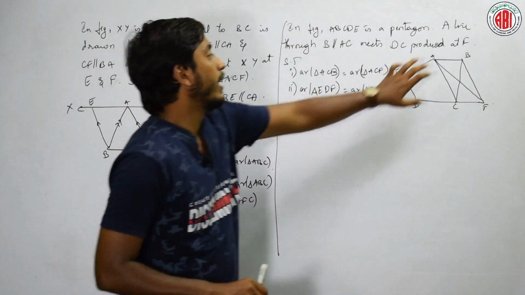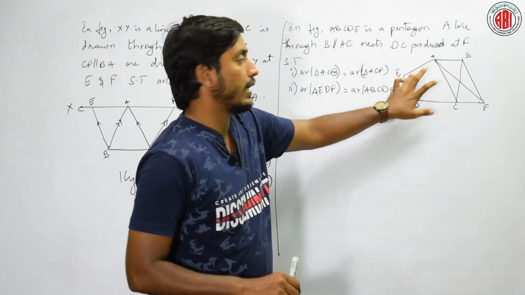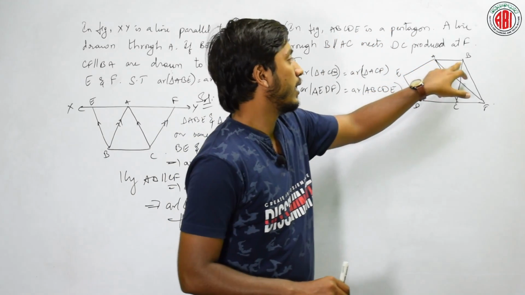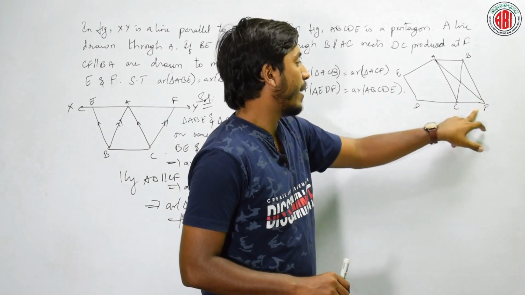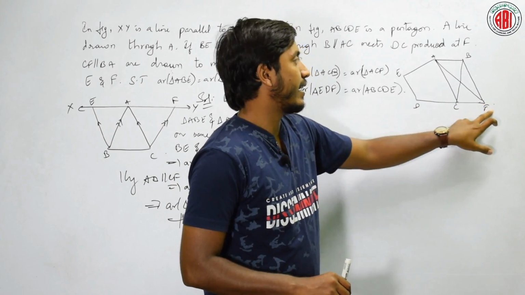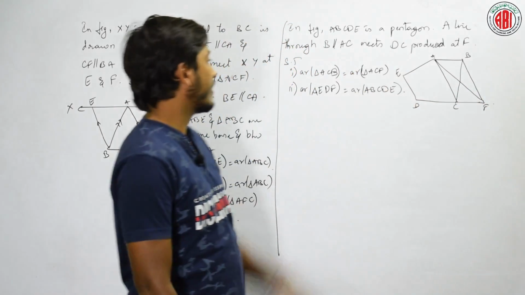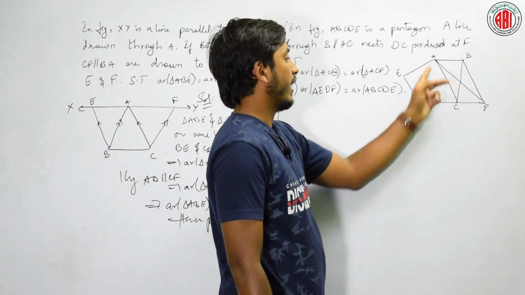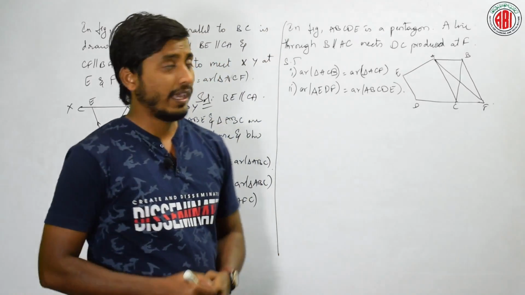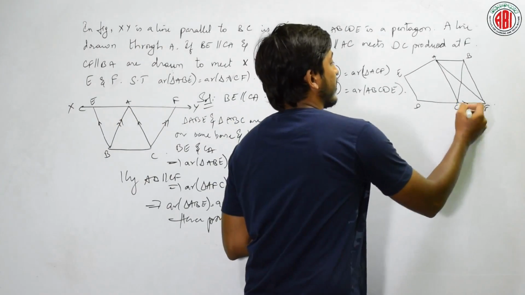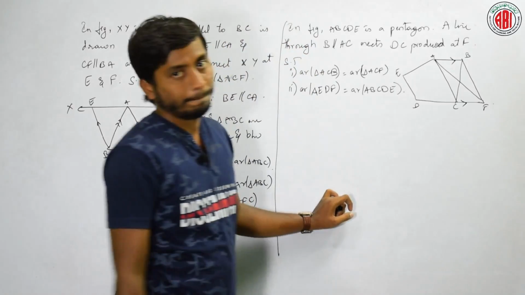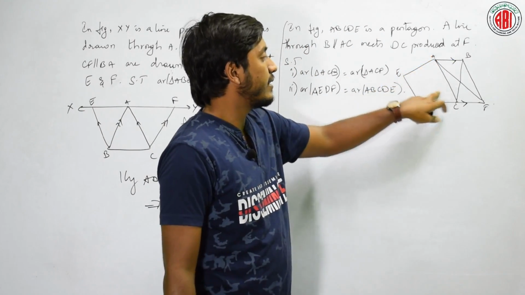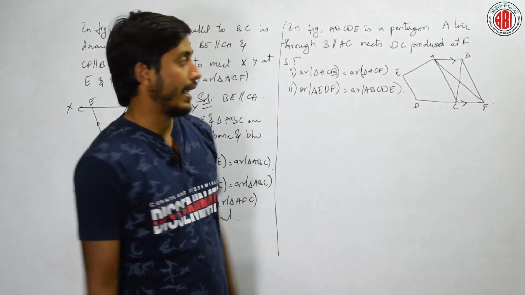In this figure, A, B, C, D, E is a pentagon. A line through B, parallel to DC, meets at F. Then he is asking us to prove that the area of ACB is equal to area of ACF. He is telling that this whole line is parallel to this. Clear? Now just observe, ACB and ACF both lie on the same base.